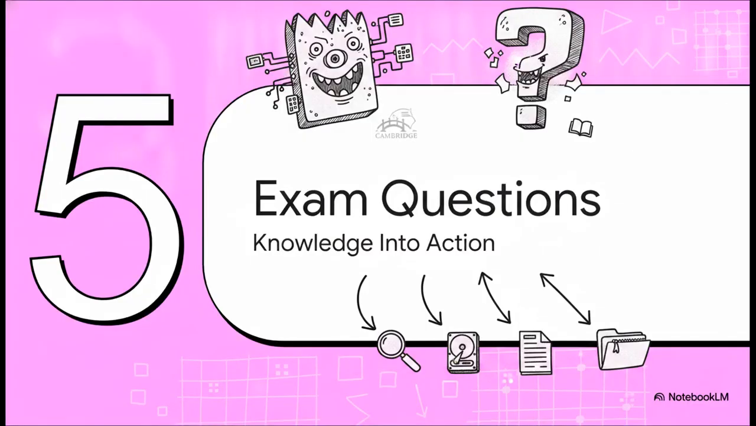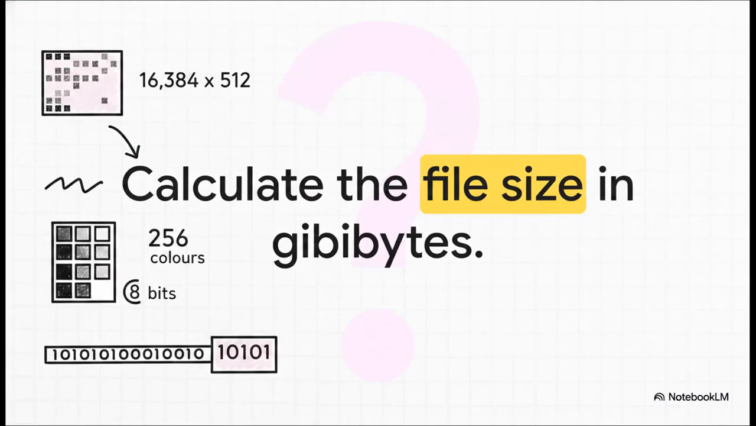All right, let's wrap this up with Section 5, Conquering the Exam Questions. It's time to put all this knowledge into action. Applying everything we've covered to actual exam questions is kind of the final boss of today's explainer. Let's tackle question 1BIII from the Cambridge curriculum.